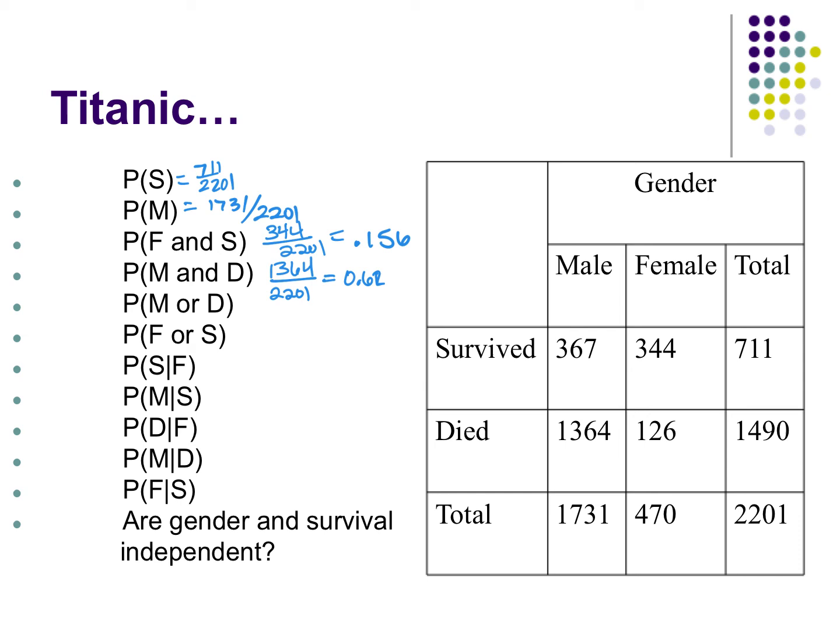Well, that's male given they died. Or no, that's died given they're male. So would you add the survived? We're going to have to think about this. Right, we're going to use our formulas. That's going to be the probability that they're male plus the probability that a person died, minus the probability that it was a male and they died.